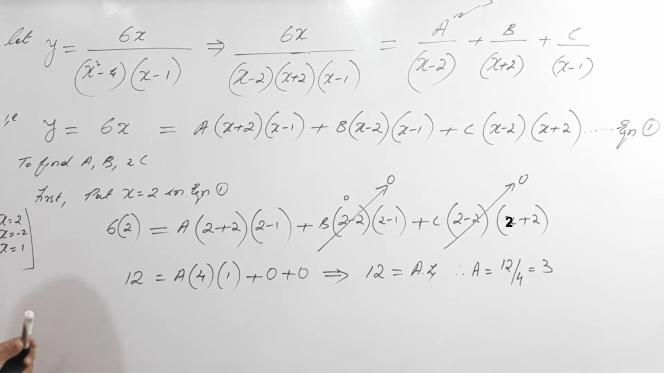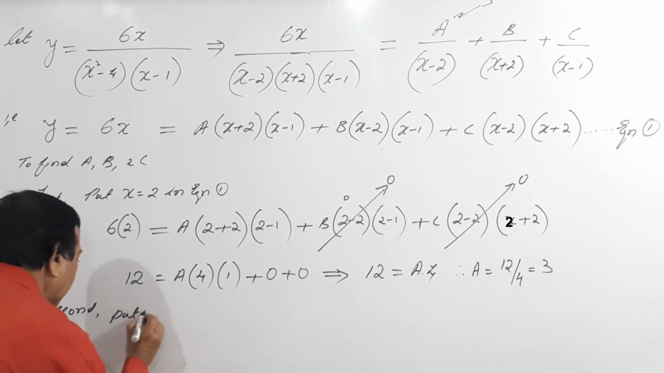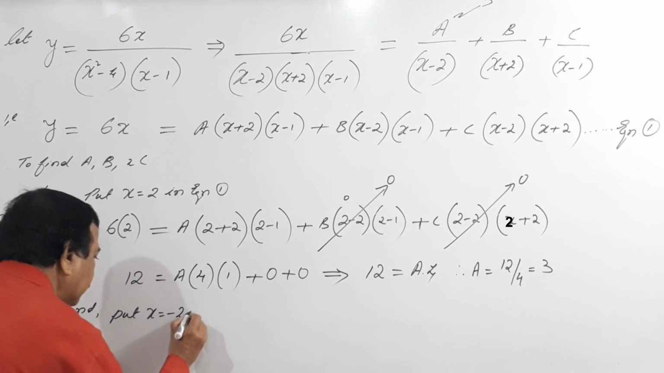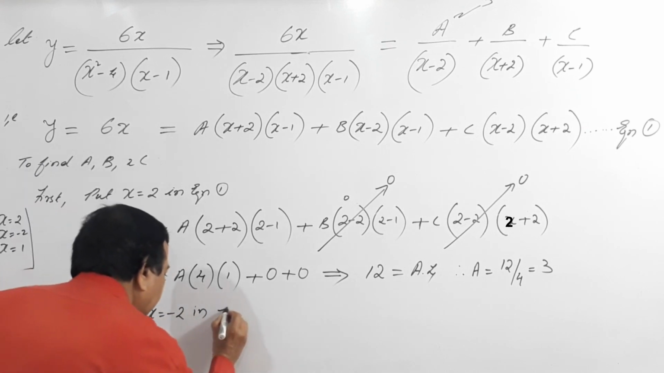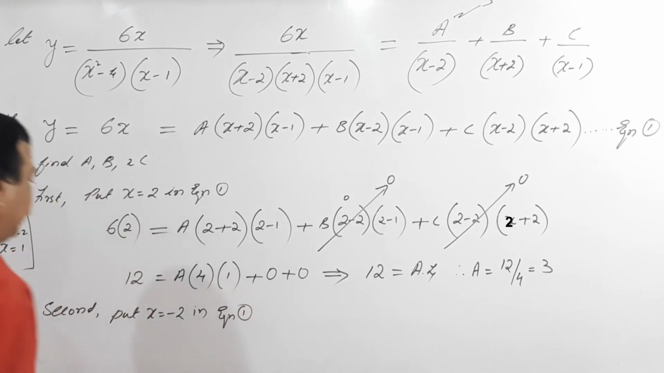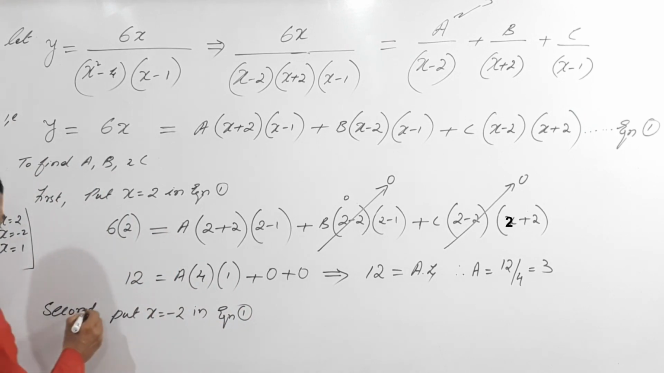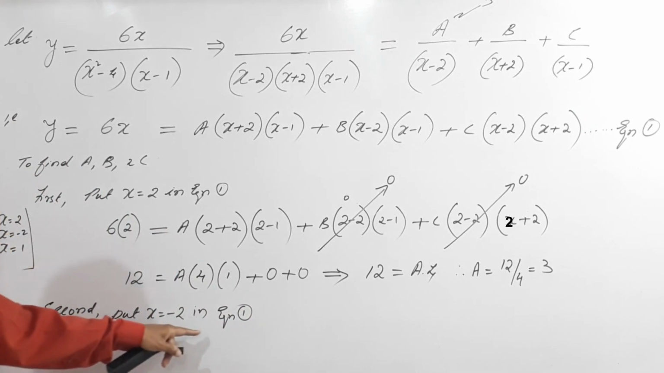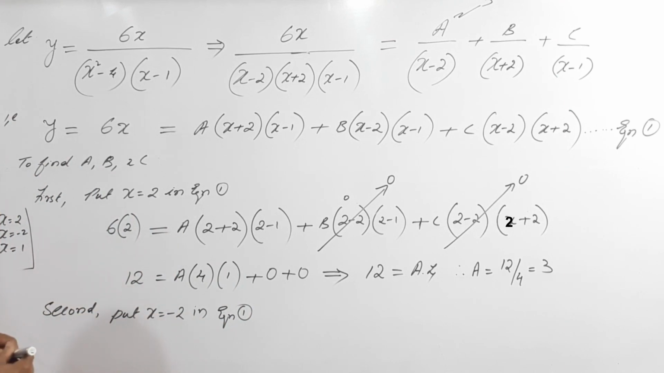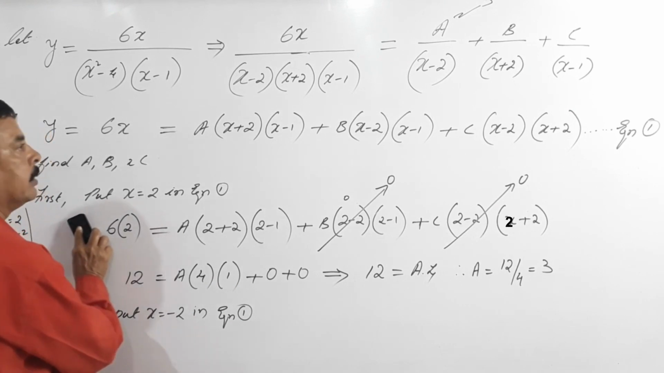Okay, please make a note of this. So now I'll rub this, you have copied. Okay. Second, put x equals minus 2 in equation 1. So second, put x equals minus 2 in equation 1. Okay, I'll write this. I'll rub this. Then x equals 3.